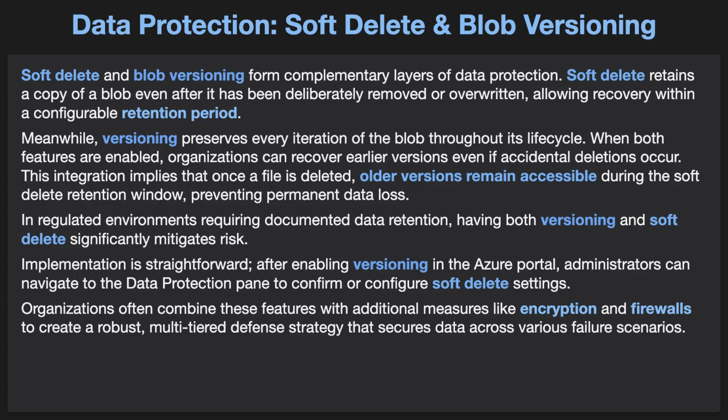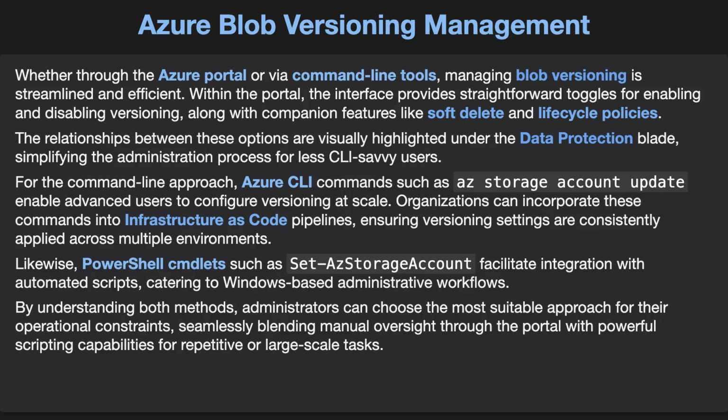Implementation is straightforward. After enabling versioning in the Azure portal, administrators can navigate to the data protection pane to confirm or configure soft delete settings. Organizations often combine these features with additional measures like encryption and firewalls to create a robust, multi-tiered defense strategy that secures data across various failure scenarios. Whether through the Azure portal or via command line tools, managing blob versioning is streamlined and efficient.